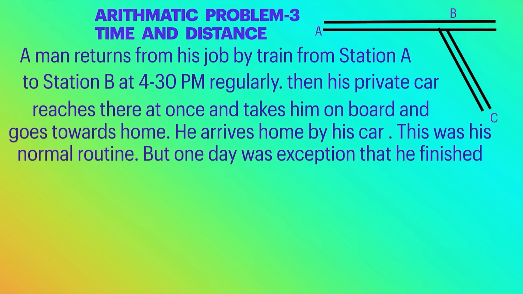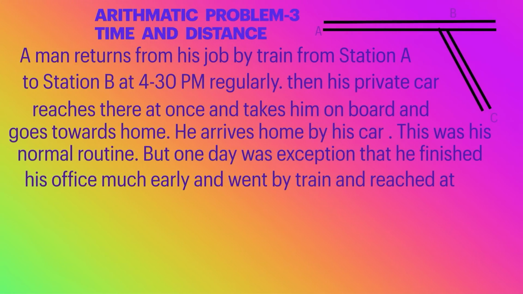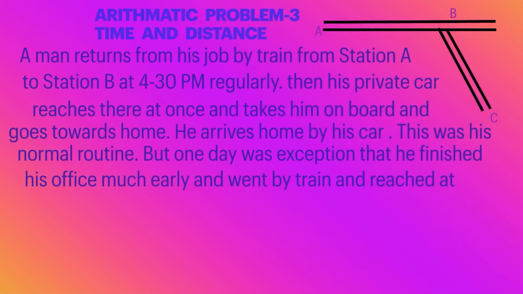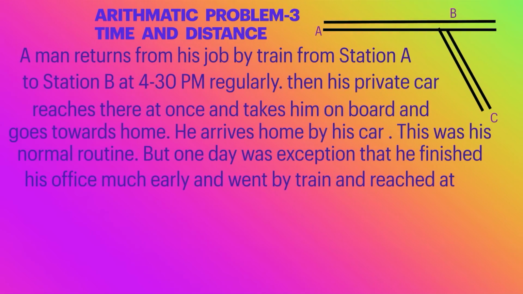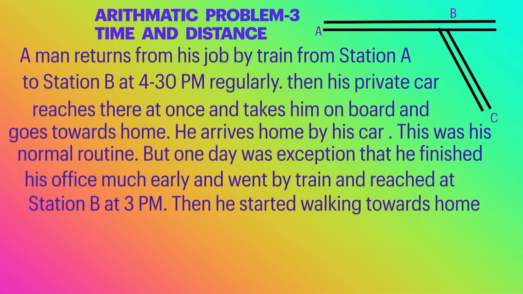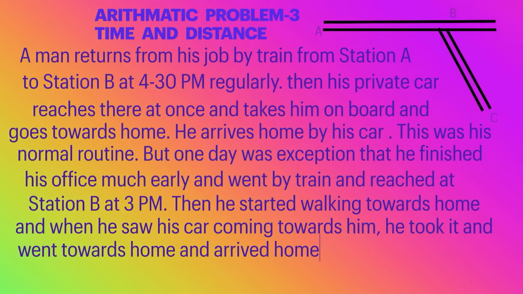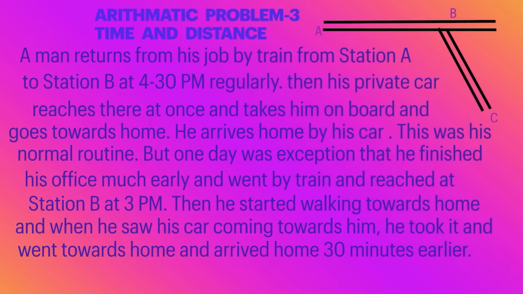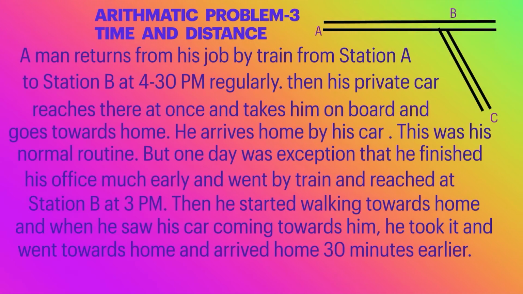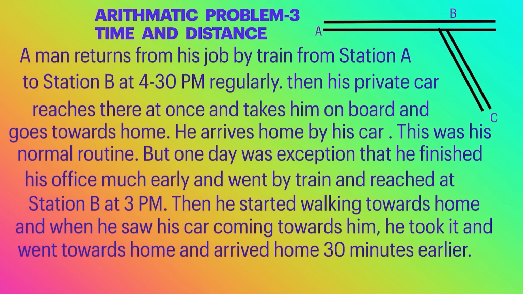He arrives home by his car. This was his normal routine, but one day, an exception: he finished his office much earlier and went by train and reached station B at 3 p.m. Then he started walking towards home, and when he saw his car coming towards him, he took it and by his own car went towards home and arrived home 30 minutes earlier than the normal arrival on a normal day.